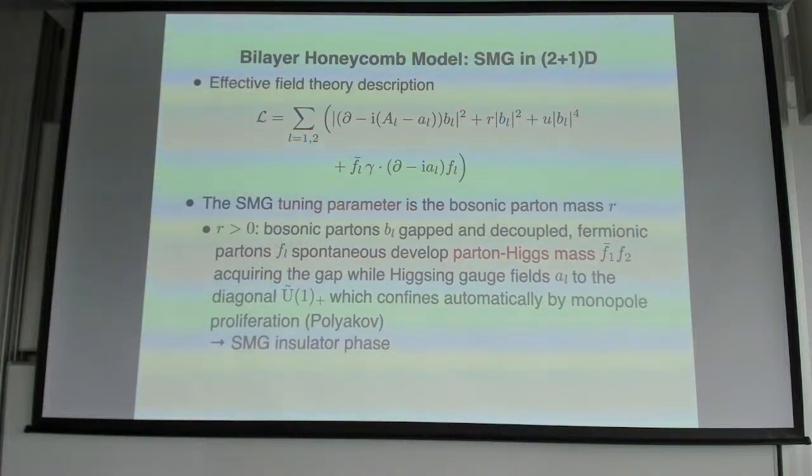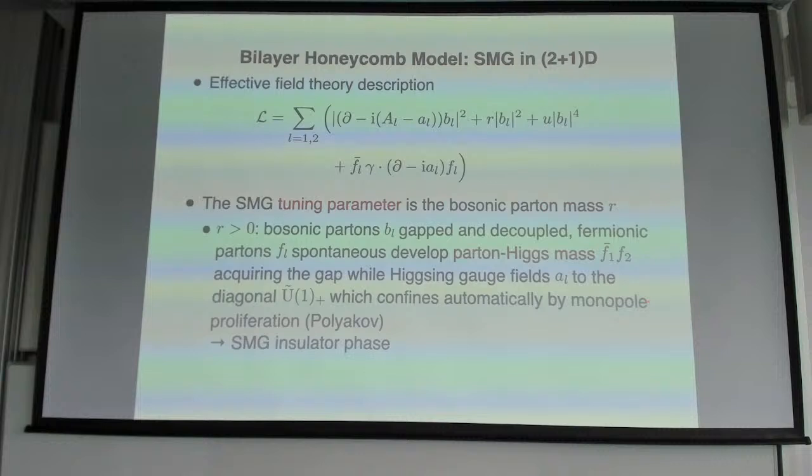However, when R is greater than 0, then the bosonic parton acquires a gap, and when it is gapped out from the low energy, it decouples. Then this dynamical gauge field decouples from the background symmetry, and it just becomes a gauge field that can fluctuate independently in the two layers. But then we need to rely on an assumption. The assumption is that under this gauge interaction, due to energetic reasons, the fermionic parton wishes to spontaneously develop a parton Higgs mass. The so-called parton Higgs mass is basically an F1 bar F2 mass for this Dirac fermion, which corresponds to the interlayer hopping term that I introduced on the lattice previously.